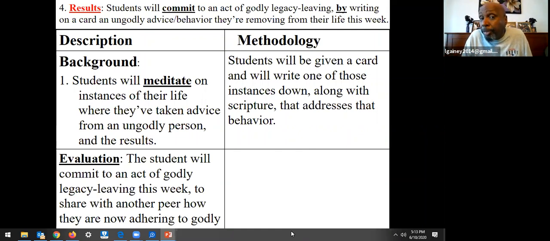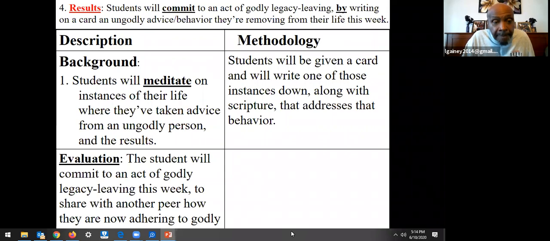Now, this is very personal. And so what you would be saying basically is, where have I taken ungodly advice? And now, what does scripture say about how I should deal with that? And so that is my methodology. Basically, the card, ask him to write it down. And what is the evaluation?